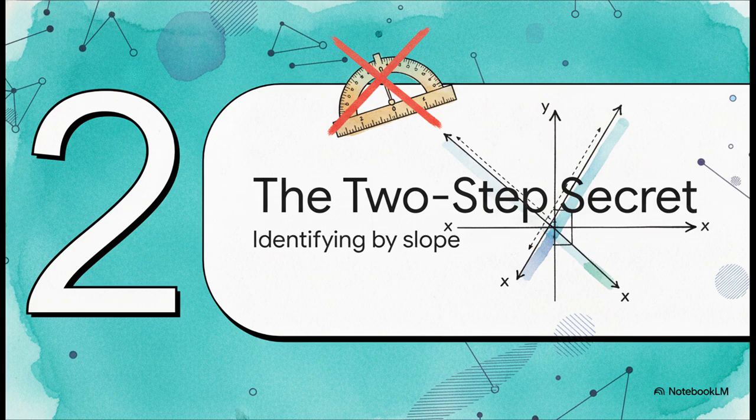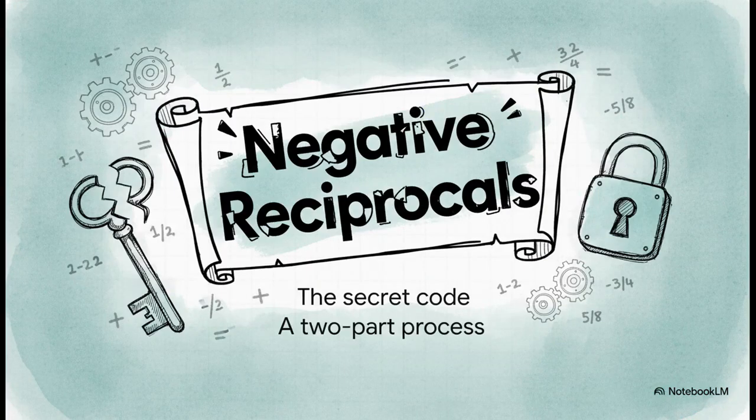All right, now for the good stuff. How do we spot these lines on a graph if we don't have a protractor handy? Well, it all comes down to their slope, and there's a really simple two-step secret to figuring it all out. The key phrase you need to burn into your brain is negative reciprocals. I know, it sounds super technical and complicated, but I promise you, it's just a fancy name for a two-part code that is so easy you're gonna have it down in like the next 30 seconds.